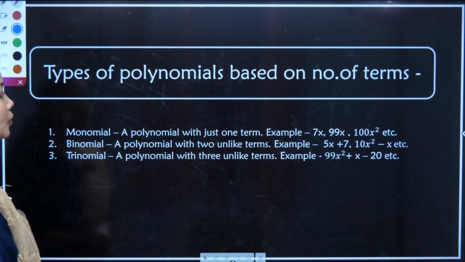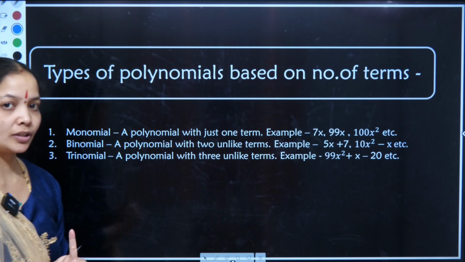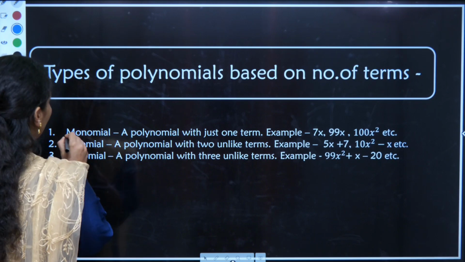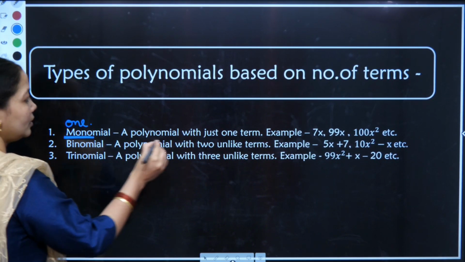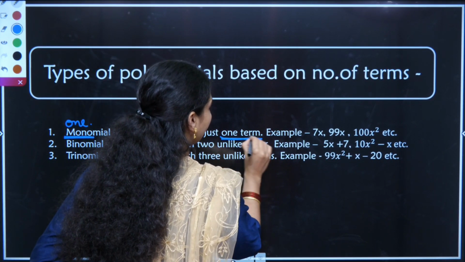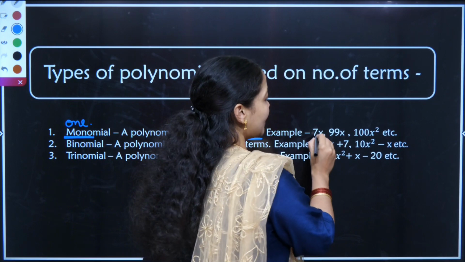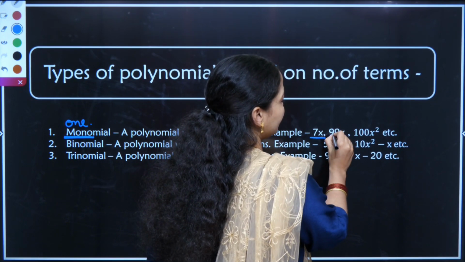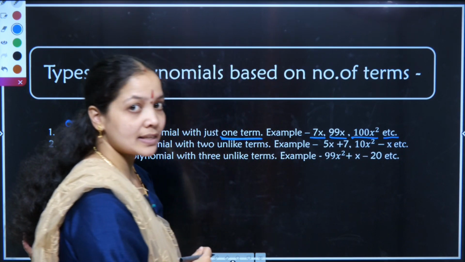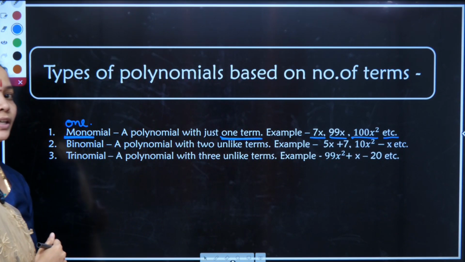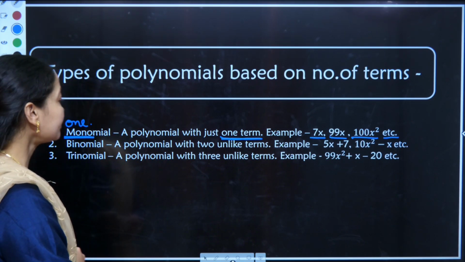As I told you, monomial is a polynomial with just one term. Monomial is a polynomial with just one term. Mono means single term, one term. Here, one term given in a set of equation, I call it a monomial. The examples of monomial can be 7x, 99x, 100x square, etc. You can write your own examples here so that you can also join with our examples and check whether you are going right or not.